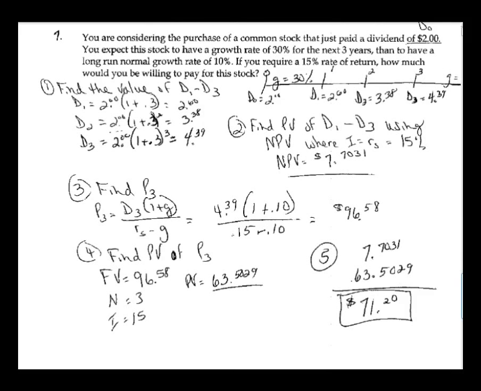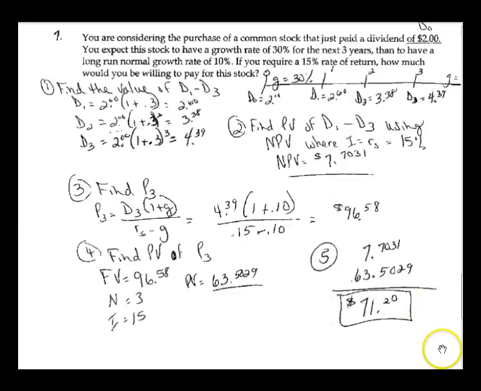You're considering the purchase of a common stock that just paid a $2 dividend. You expect this stock to have a growth rate, a supernormal growth rate of 30% for the next 3 years. Then after that, to have a long-term growth rate of 10%. You require a 15% rate of return. How much would you be willing to pay for this stock?